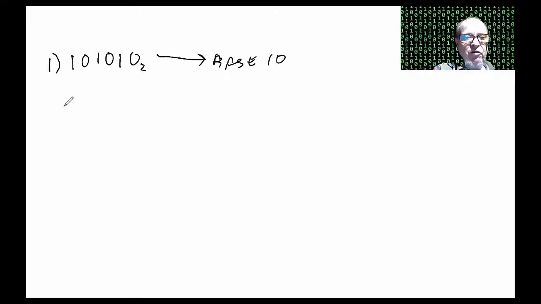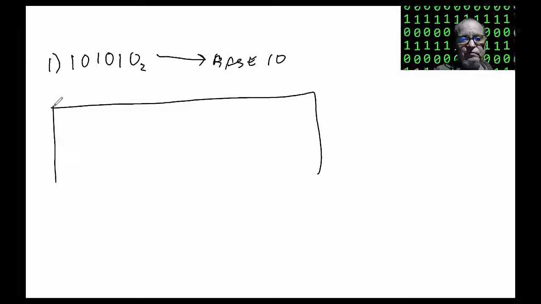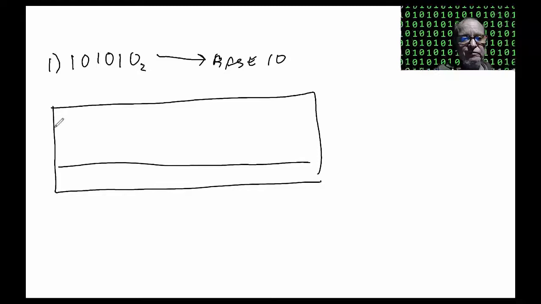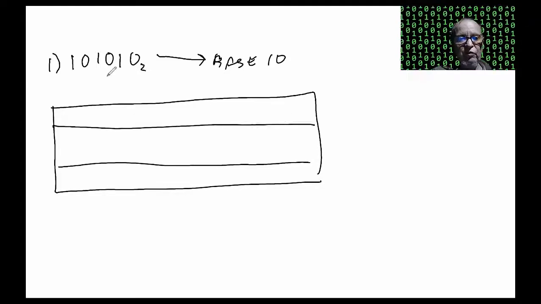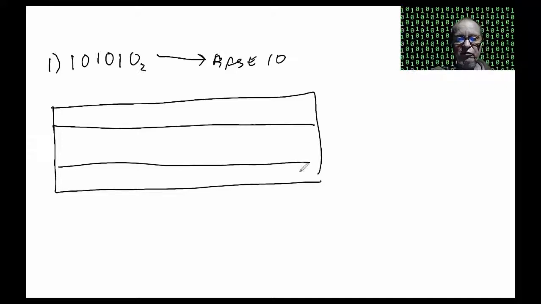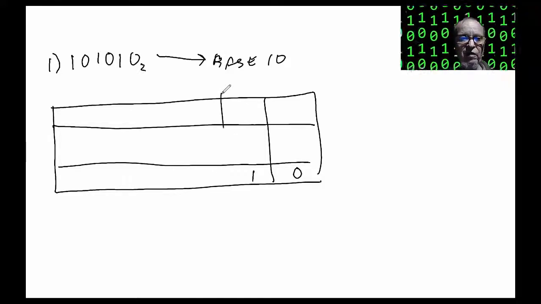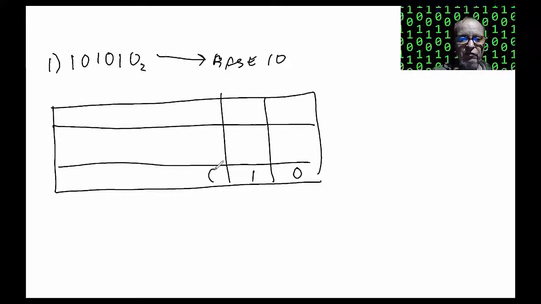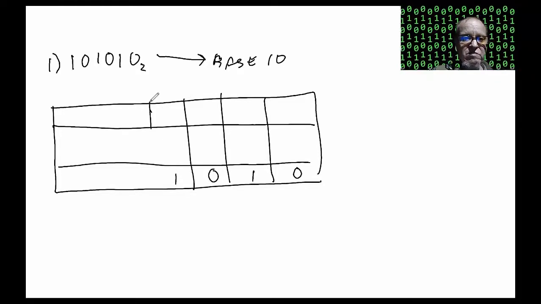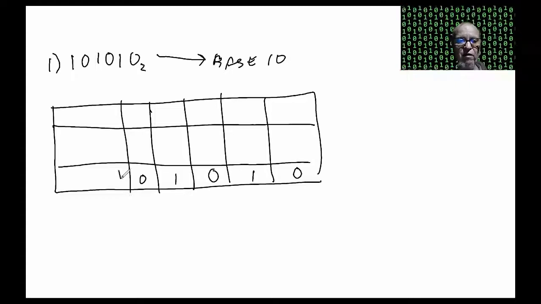So as before, we'll construct a table, because we're going from binary. So we'll put a 0 here, I'll put a 1 here, and I'll put a 0 here, and a 1 here, and I'll put a 0 here, and one more 1.